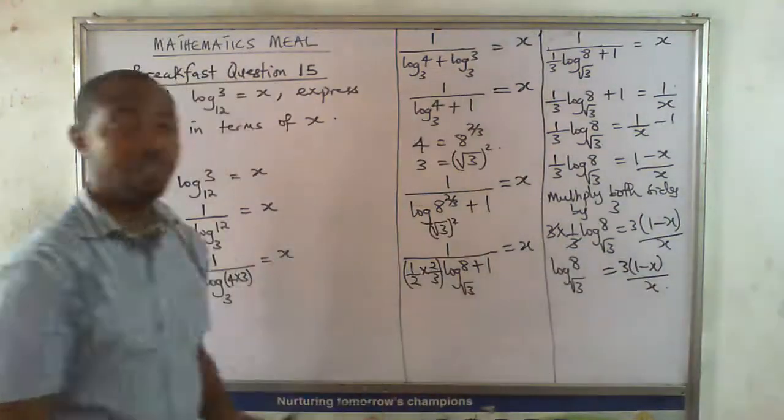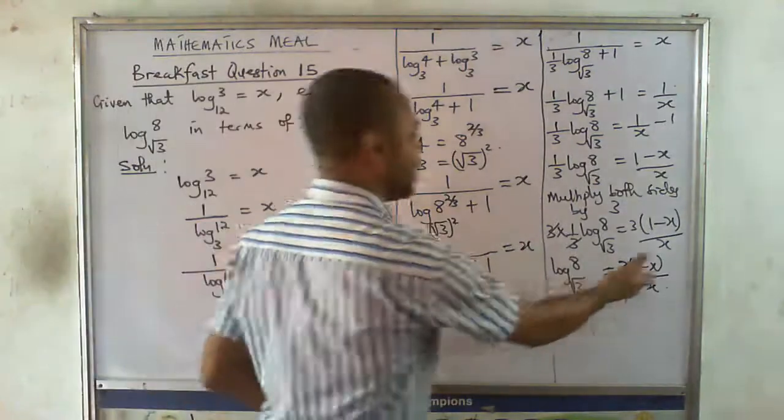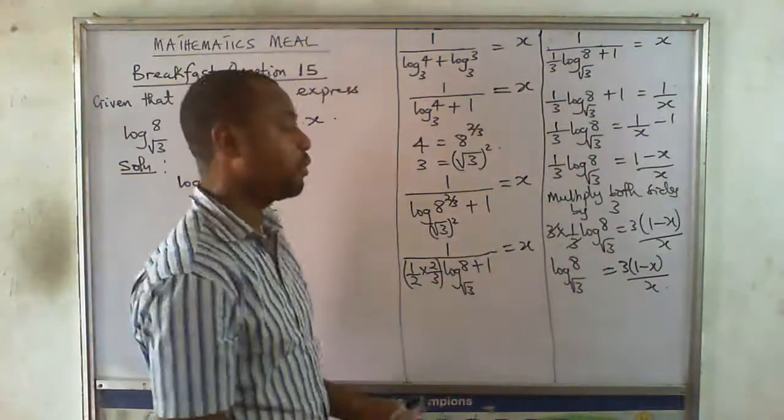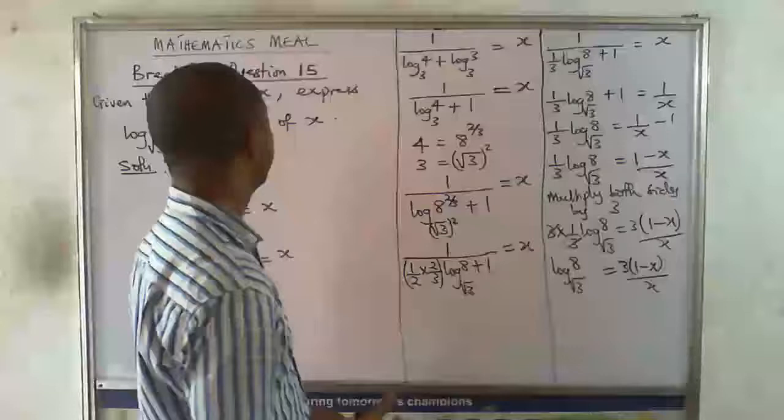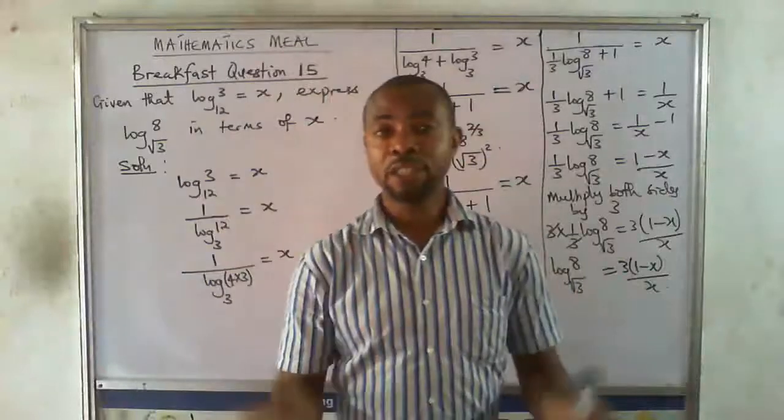So we have succeeded in doing that. You can still expand this. You have 3 minus 3x all over x. Wow. That's our breakfast question number 15.